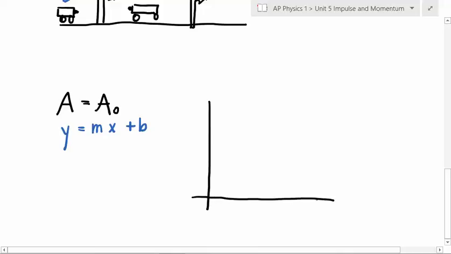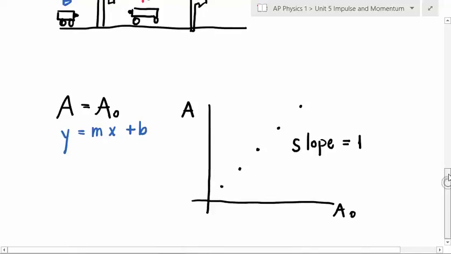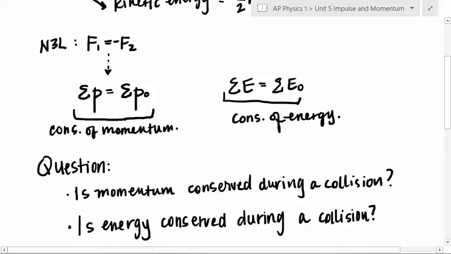Because the correlation would be, yes, the slope would be 1. That would be A on the vertical axis and A naught on the horizontal axis. And if it's perfectly correlated, the slope should be 1. So if you want to prove that one thing is equal to another, then you should be able to graph them and see a correlation.